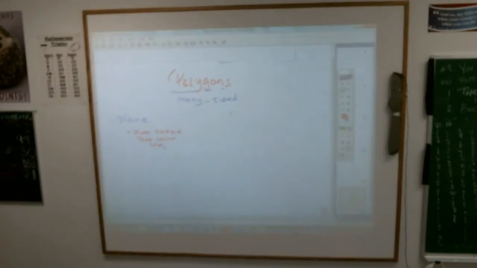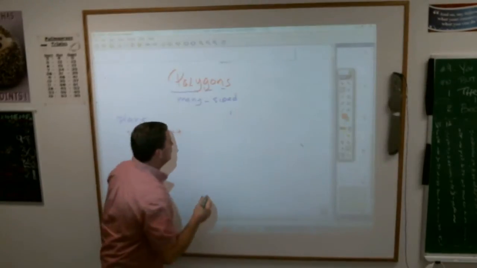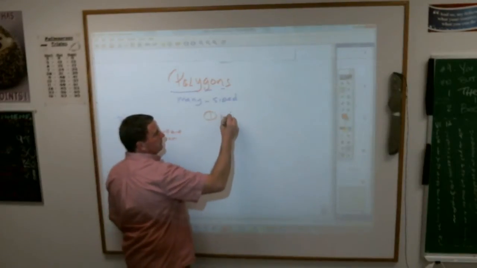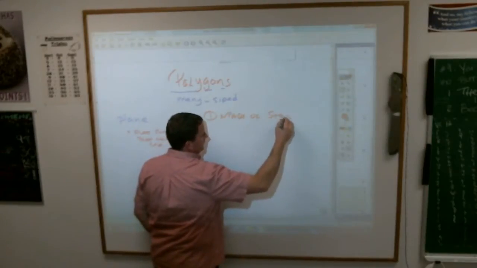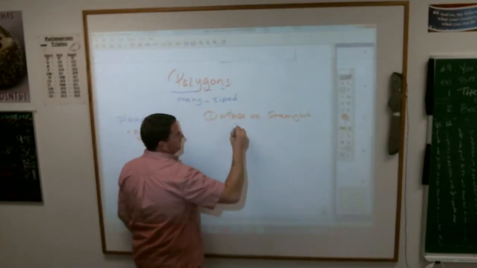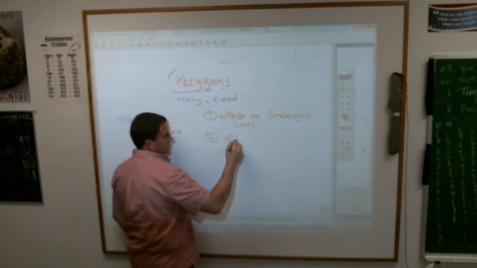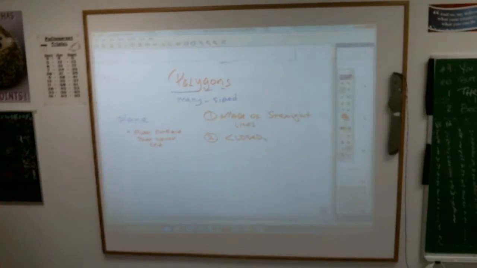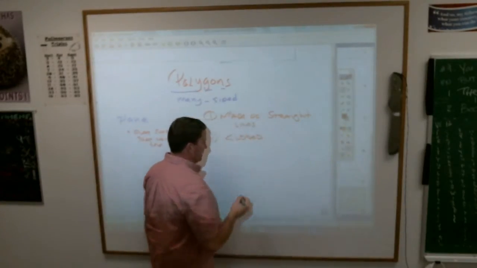And in order for something to be a polygon, it has to fit two requirements. Number one, it has to be made up of straight lines, or all of its sides must be straight lines. And number two, it has to be what we say closed. Made up of straight lines, and it has to be closed. And that just means this. Here's one way the book explains it.